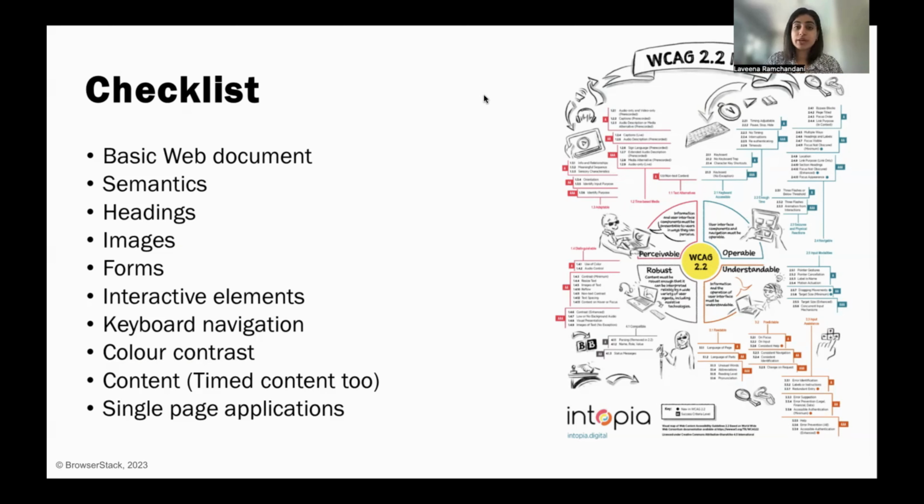You want to make sure that if there are forms, there are actually forms attached and they are not just dead links. Interactive elements, so basically you can interact with them. Keyboard navigation, color contrast, content, that is timed content, and single page application. So you want to be able to test single pages at a time and then multiple pages together as well. And all of these can be nicely automated as well.